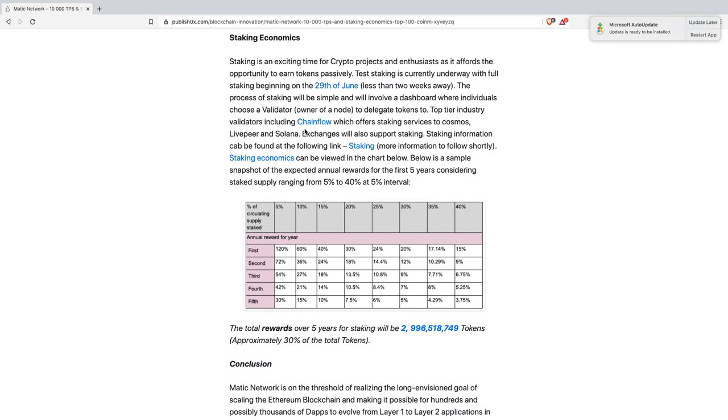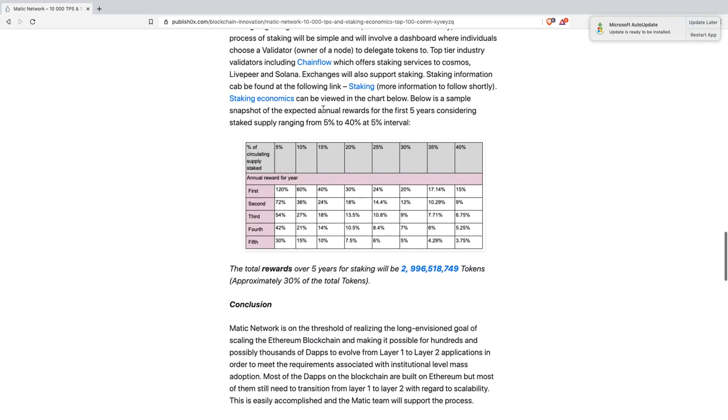Top-tier industry validators, including Chainflow, which currently offers staking services to Cosmos, Livepeer, and Solana. Exchanges will also support staking, say exchanges like Binance. Staking information can be found at the following link. More information will follow shortly. Staking economics can be viewed in the chart below.